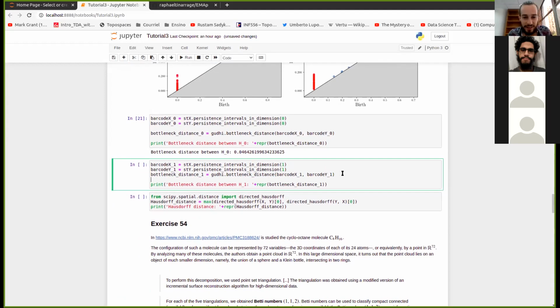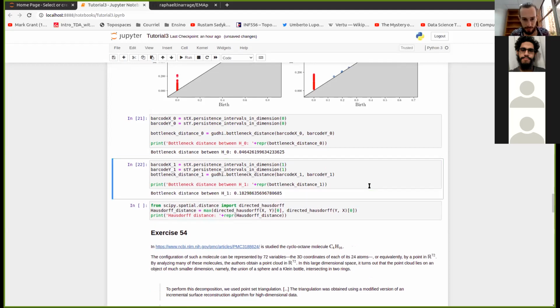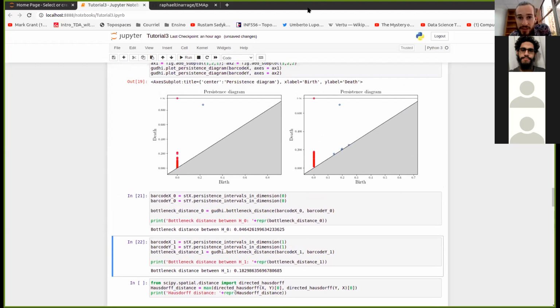Here, I do the same with the one barcode. I obtain a bottleneck distance of 0.18. By the way, what is the optimal matching of the bottleneck distance for H1? Well, I guess we match this point with this one, and all the little noise here will be matched to their projection on the diagonal, to their midpoint.